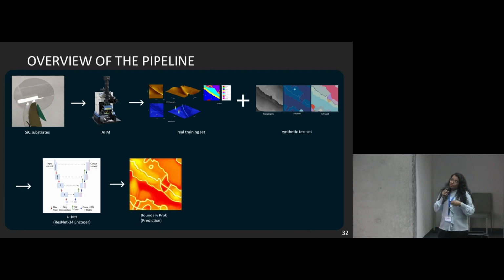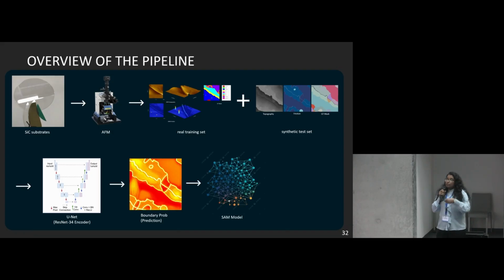The prediction is boundary probability. This is then fed to another neural network model, which is available from Facebook. It's called the Segment Anything Model, SAM. With this, we are able to identify all the different clusters, and then we can use this prediction to calculate the thickness and detect the different terraces, the graphene layers, and the concentration.